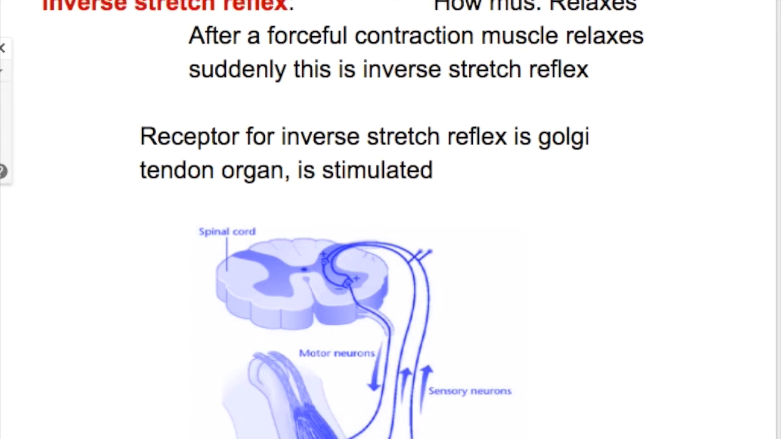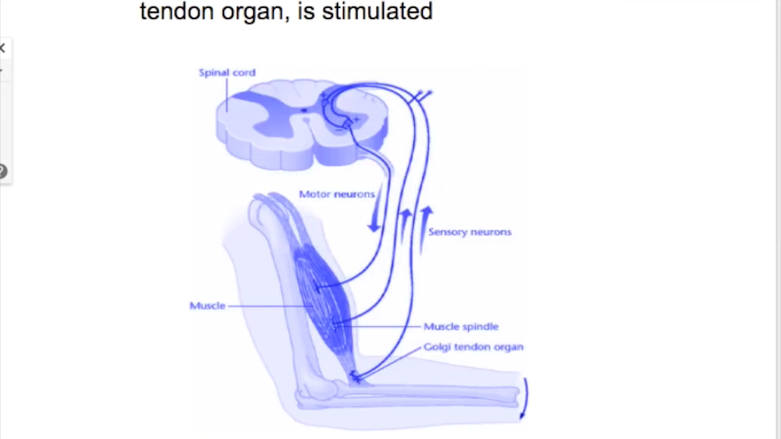When a Golgi tendon organ is stimulated as a result of muscle contraction, it sends impulses through the 1B fiber to the internuncial neuron in the spinal cord, and that excitation causes inhibition of the alpha motor neuron, and that causes muscle relaxation. The 1B fibers in the Golgi tendon organ cause the inverse stretch reflex.